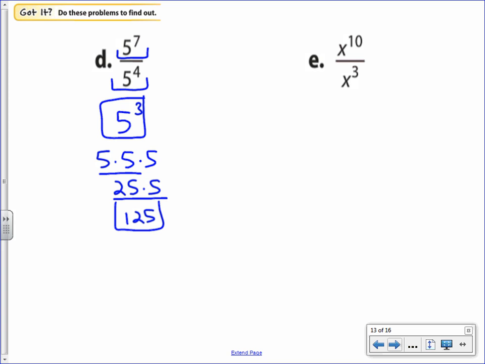X to the 10th power divided by x to the 3rd power. I am dividing powers with the same base. I keep the base, subtract the exponents. 10 minus 3 is 7. Nothing more I can do there.